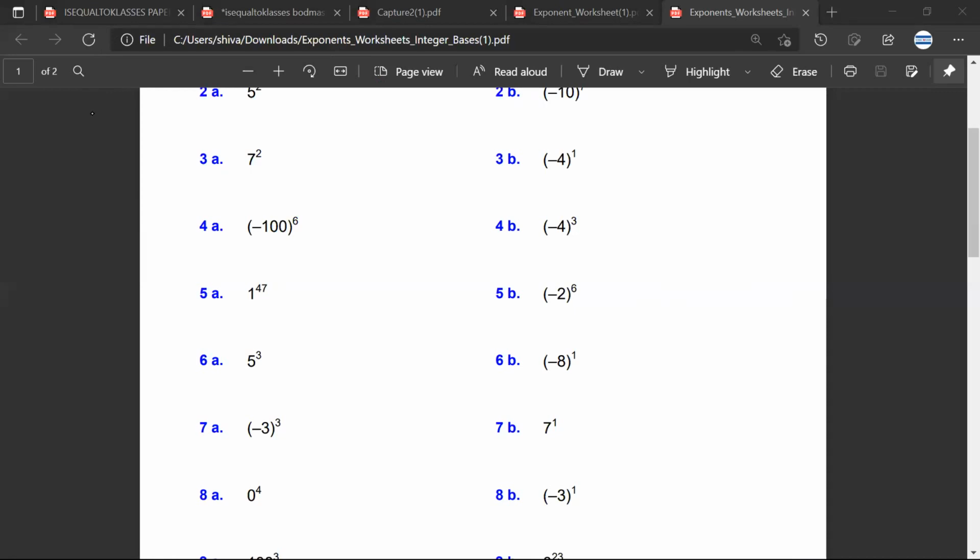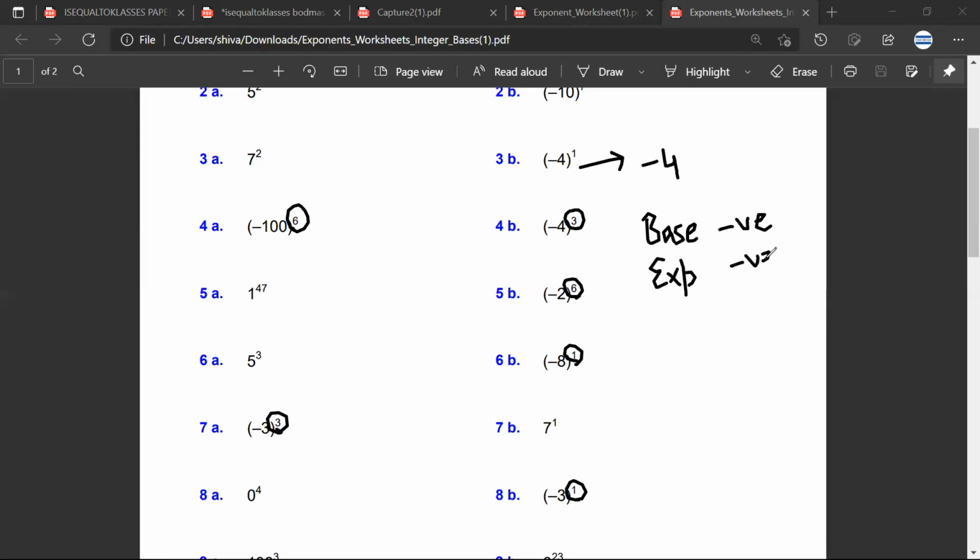Is there any doubt still? No, sir. See, Sarthak, what you need to understand is, this is positive, this is positive, this is positive, this is positive, this is positive. You need to understand the difference between whether the base is negative or the exponent is negative. Sarthak, any doubt?